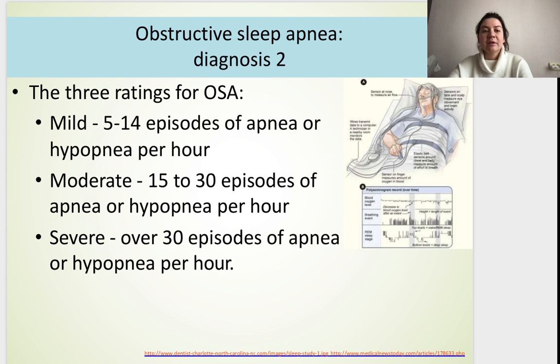And there are 3 ratings of obstructive sleep apnea. Mild, 5 to 14 episodes of apnea or hypopnea per hour. Moderate, from 15 to 30 episodes of apnea or hypopnea per hour. And severe, over 30 episodes of apnea or hypopnea per hour.